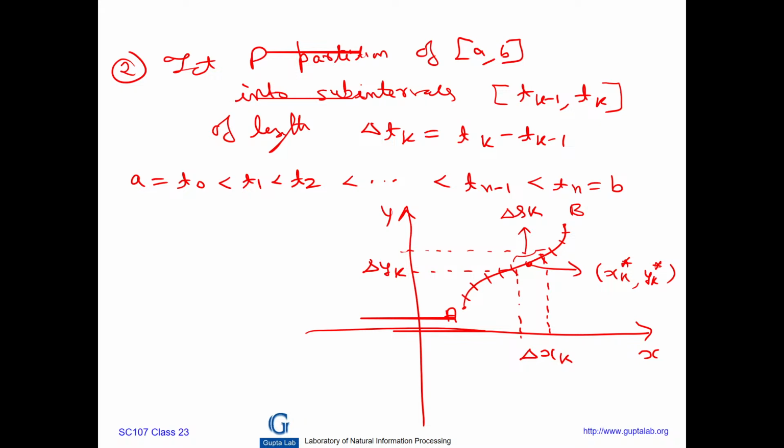Here the length is delta sk. So what partition will come here? x0, x1, x2, x3 and so on. Here the partition will be y1, y2 and so on. And here, s0, s1, s2. So we are partitioning the curve, and we denote it by the parameter s, right? So all three partitions will come. As soon as you partition the parameter t, it will induce three partitions: along the x-axis, the y-axis, and along the curve, right? Any question at this point?